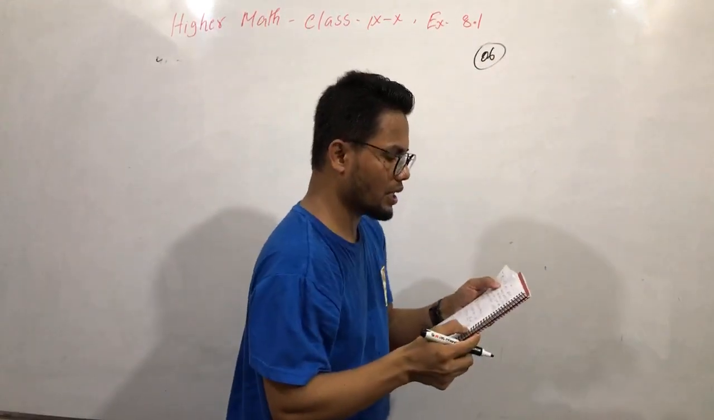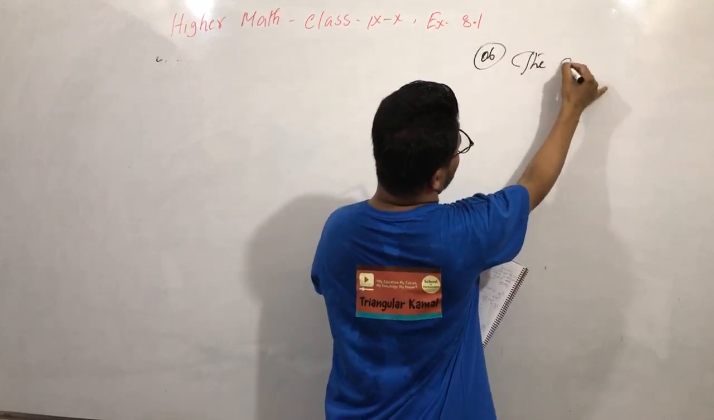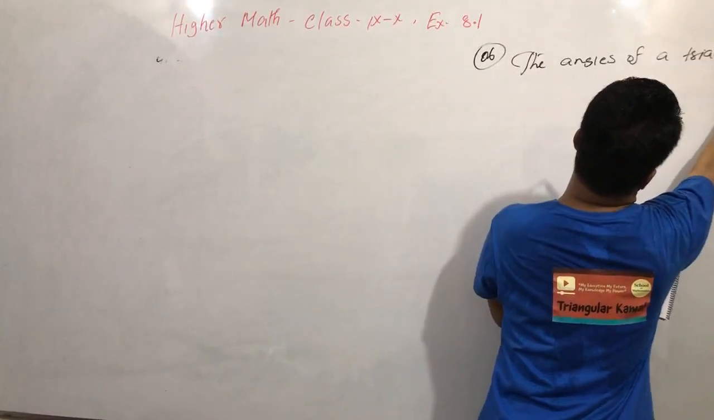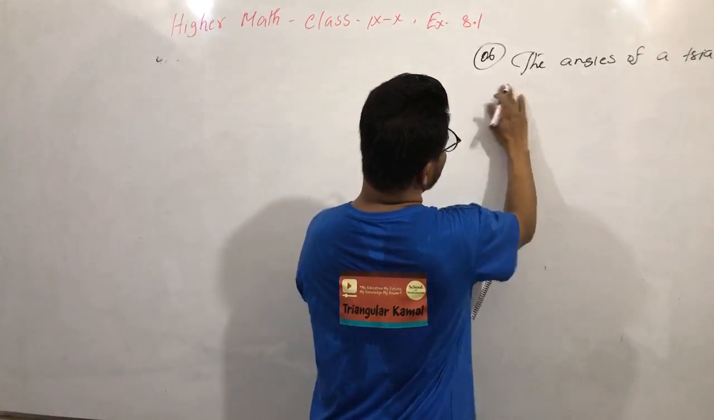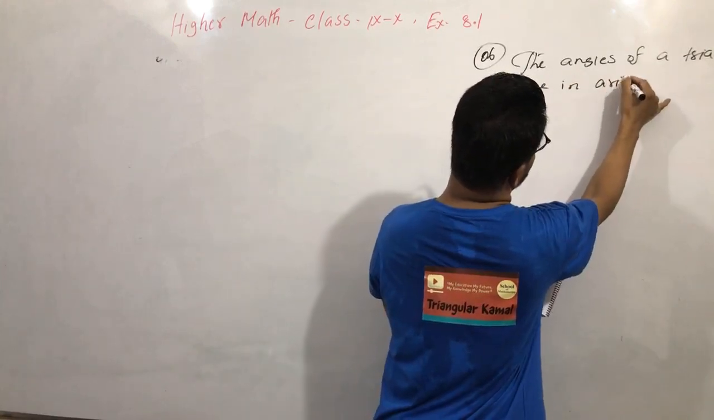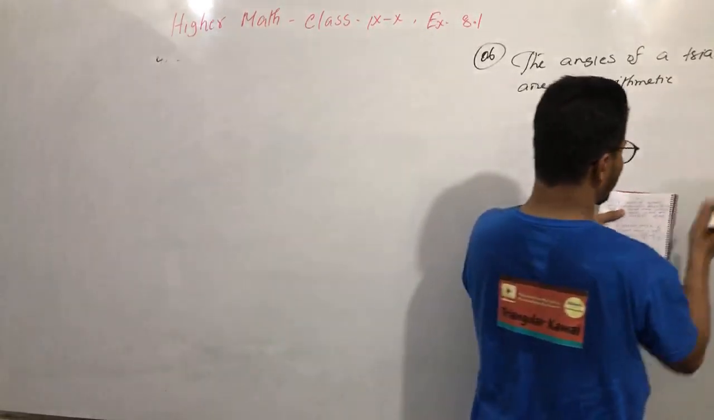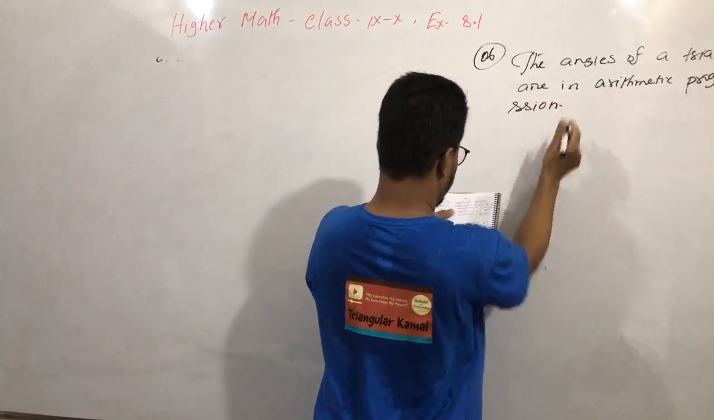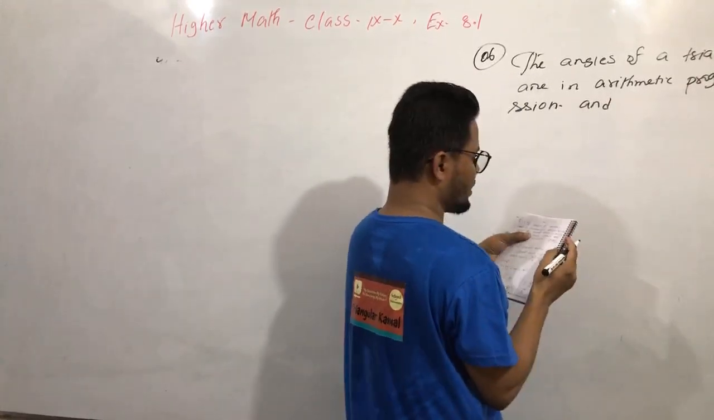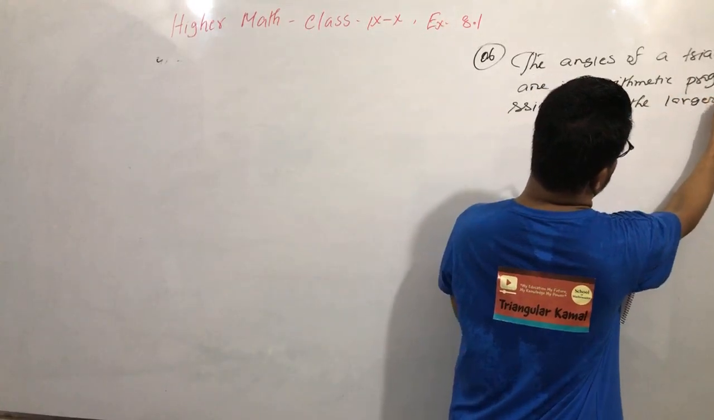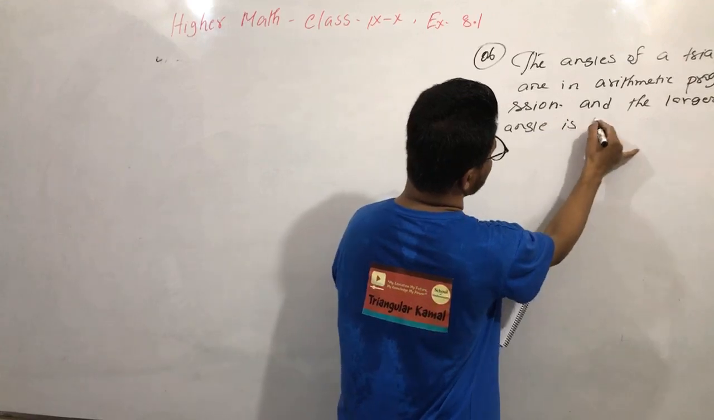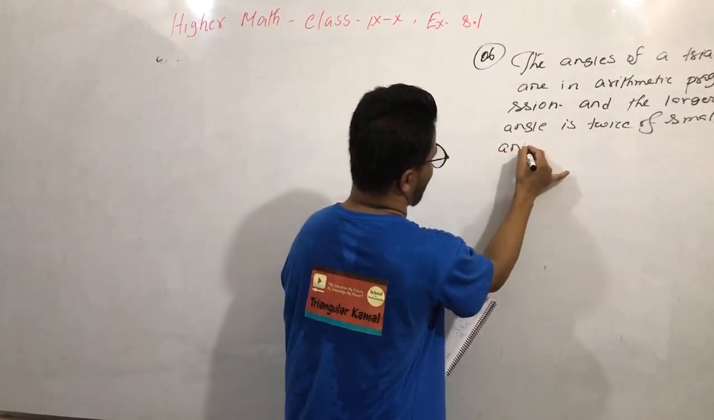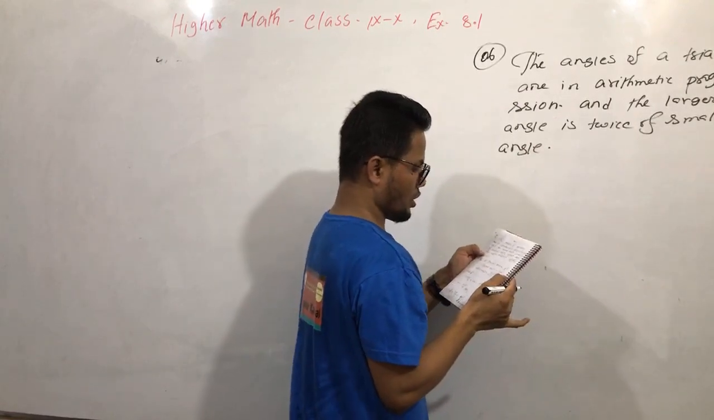Question number 6, the most important question here. The angles of a triangle are in arithmetic progression, and the largest angle is twice the smallest angle. What are the radian measures of the 3 angles?